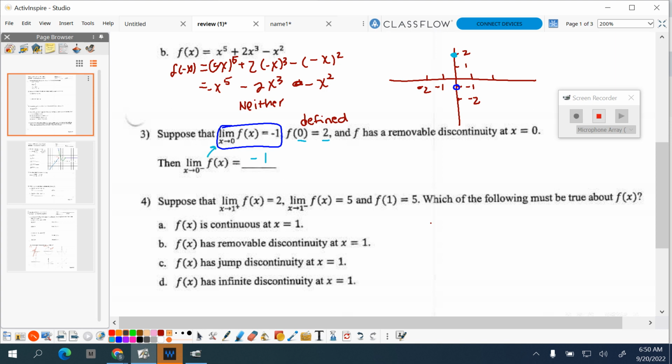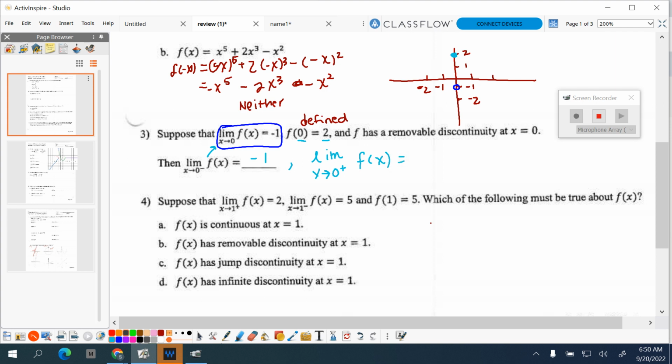This is a trick question. It's trying to ask you, is the limit, as it approaches from the left or the right, going to be equal to where it's defined, or is it going to be equal to where there's an established limit? Let's say on a test they asked what the limit as x moves from the right of 0 of f of x is going to equal.